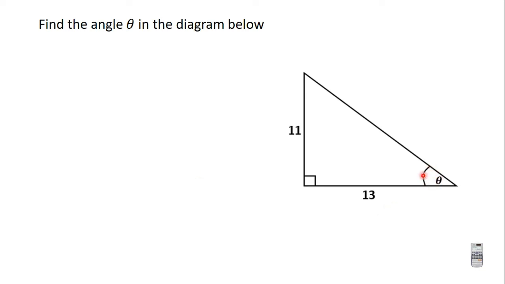We have theta here as this acute angle. So 11 is opposite to it, 13 is adjacent, because this side here is the hypotenuse. We don't know the length of the hypotenuse. Okay, so we have opposite, we have adjacent. We don't know the hypotenuse. It means that we are going to use tan. Tan theta is equal to opposite, which is 11, divided by the adjacent, which is 13. So theta is equal to tan inverse of 11 divided by 13.